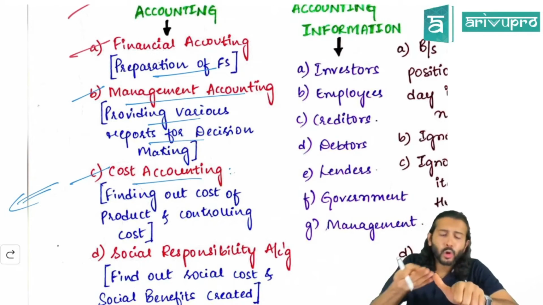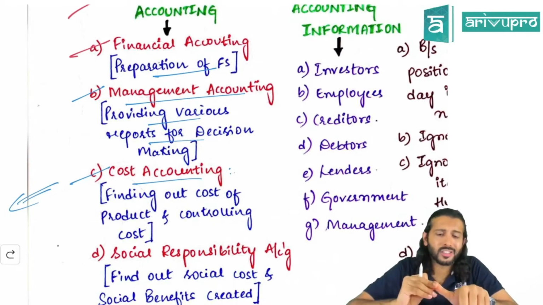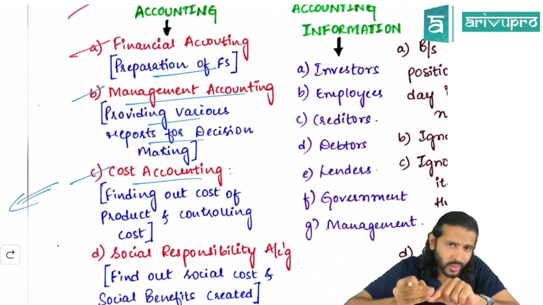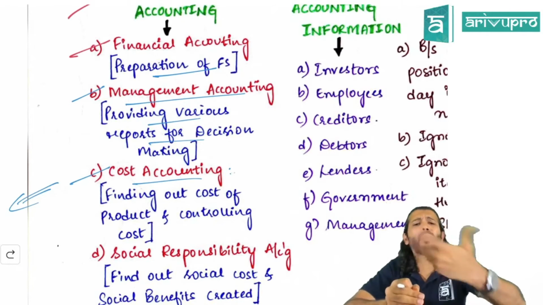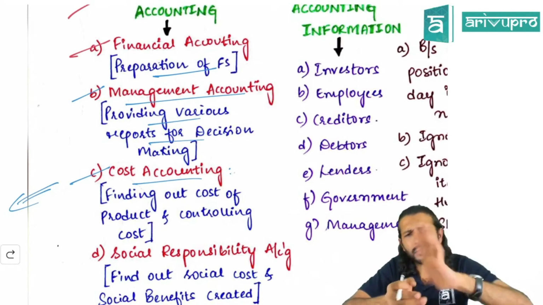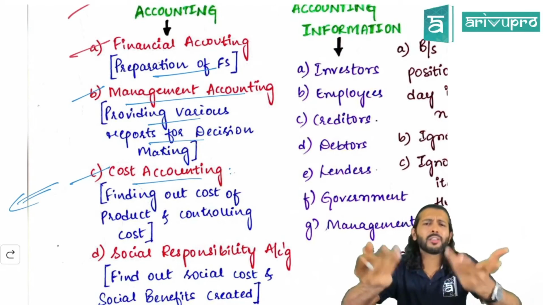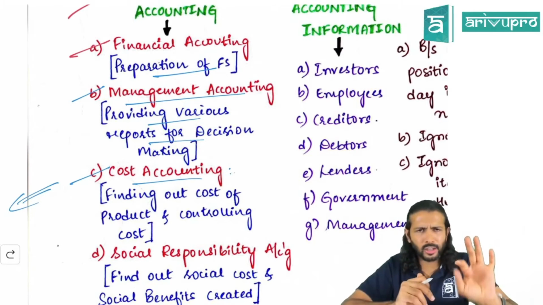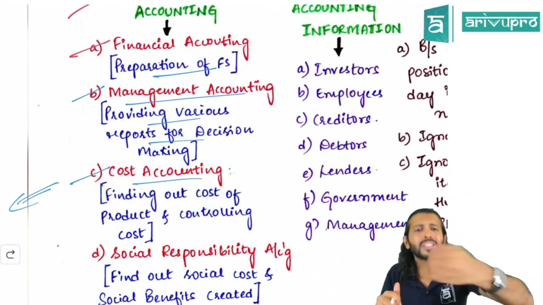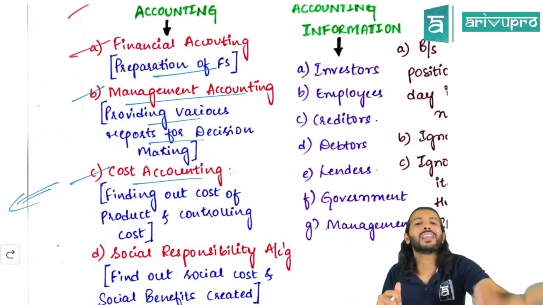To produce it, how much cost it requires. To sell it, how much cost you require. Or we are not selling you any product here. I'm giving you some service. Teaching is a service. I'm not giving you anything, product I'm not selling. I'm giving you a service. To give this teaching service, how much money we require.